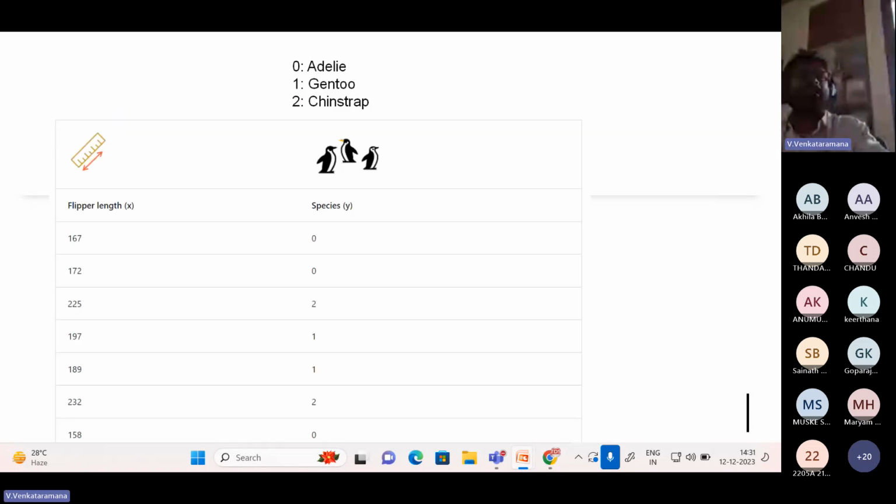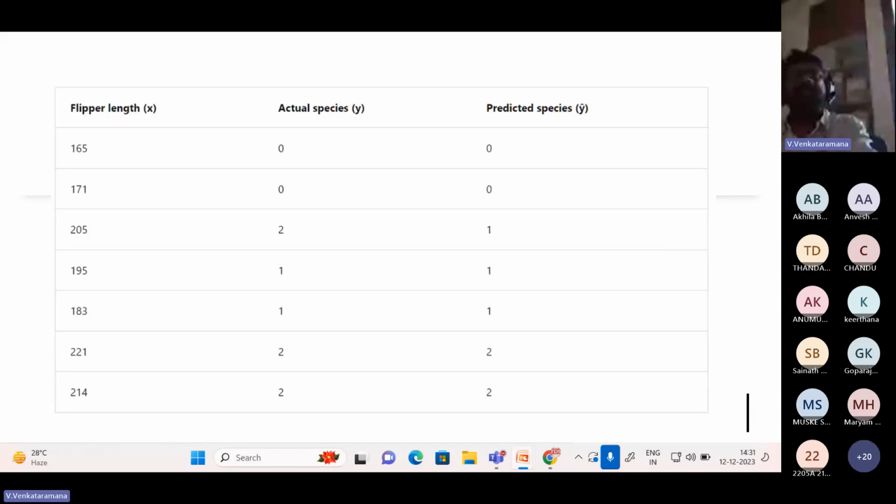When we give 165 to the machine learning model, it predicts 0, which is correct. Here also 0, and here also 0. When I give 171, it predicts 0 and 0. When I give 205, your model predicts 1, but the actual species is 2. Your model predicts 1, but the species is 2.